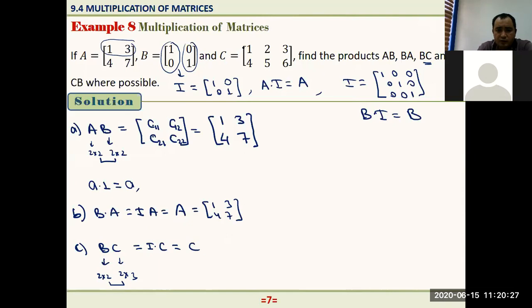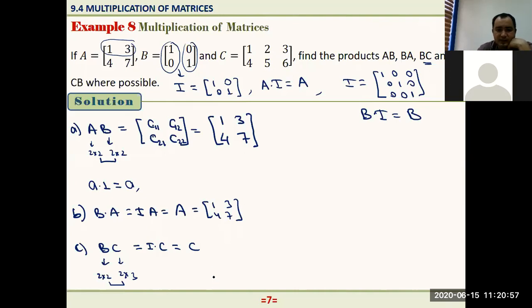Here, 1 times 1, 1, 0 times 4, 0. So here we have 1, the first one. Second one, 1 times 2, 2, 0 times 5, it is 0. So here we have 2. Multiply by the third one, 1 times 3, 3, and 0 times 6, that is 0. Similarly, if you multiply the second row by each column, you will get the second row. That's why it's equal to C.